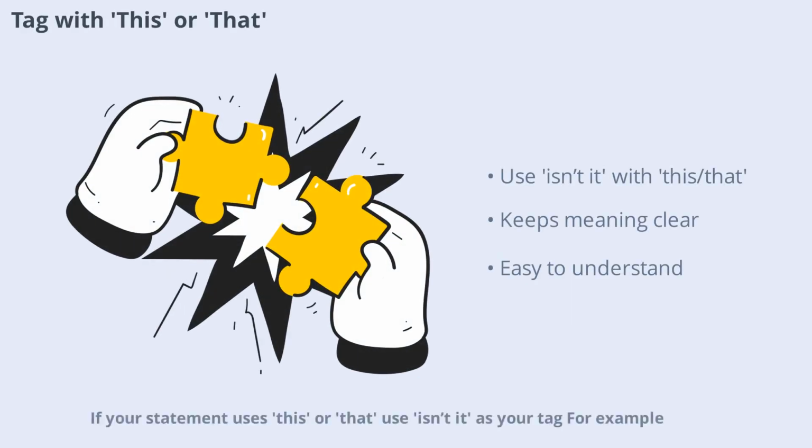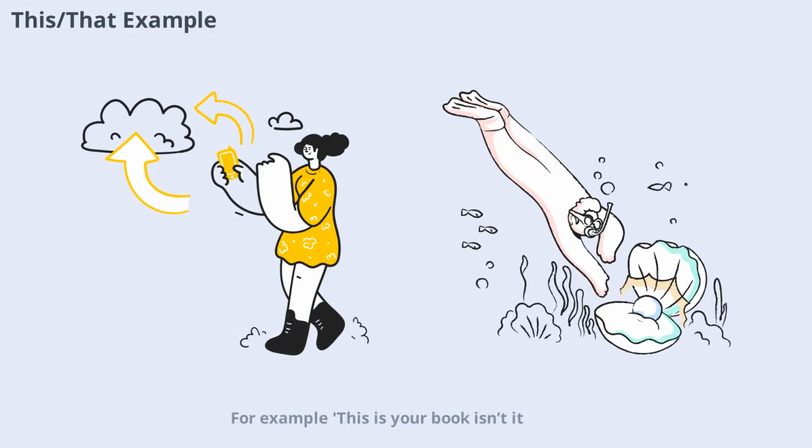If your statement uses "this" or "that," use "isn't it" as your tag. For example, "This is your book, isn't it?" This keeps your sentence clear and easy to understand. The tag "isn't it" refers back to this, making the sentence sound natural.